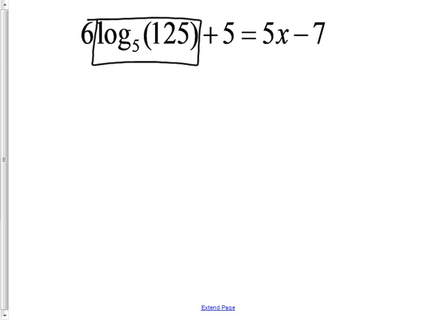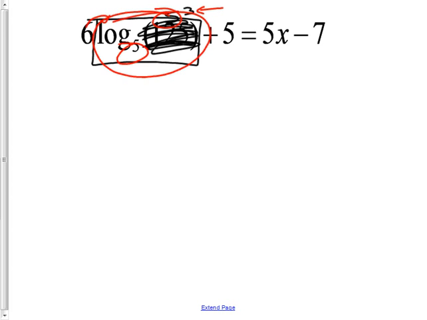It's not 2. 3. Good. Because 125 could be written as what to the what? 5 to the third. And you remember that deal where if this number and this number are the same, then the answer is that number? Remember that? All right. So final answer to what's in the box there, this whole thing, is 3. So now it's 6 times the 3. What's that make?